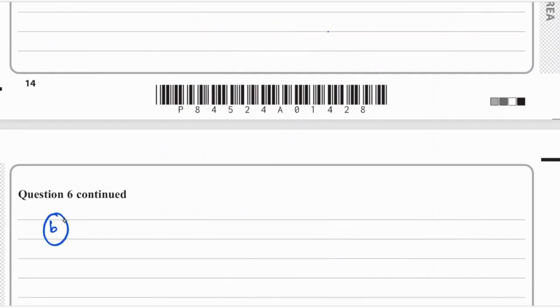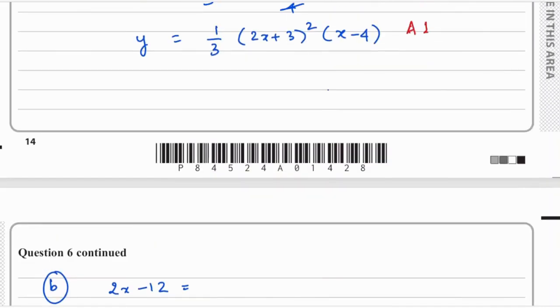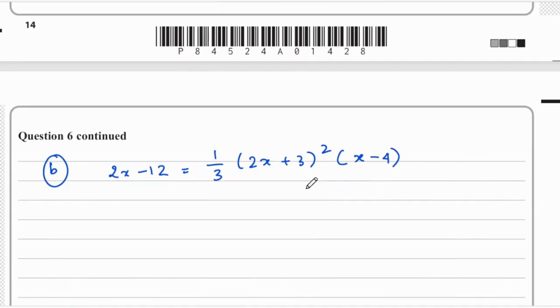So here one of the curves is the line, so that is 2x minus 12, and the other one is the equation of the curve which we got, that is 1 by 3 multiplied by (2x plus 3) the whole square multiplied by (x minus 4). So this 3 you can bring to the other side, which gives me (2x minus 12) times 3 is equal to (2x plus 3) the whole square multiplied by (x minus 4). So I expand both the sides. Here I have 6x minus 36.